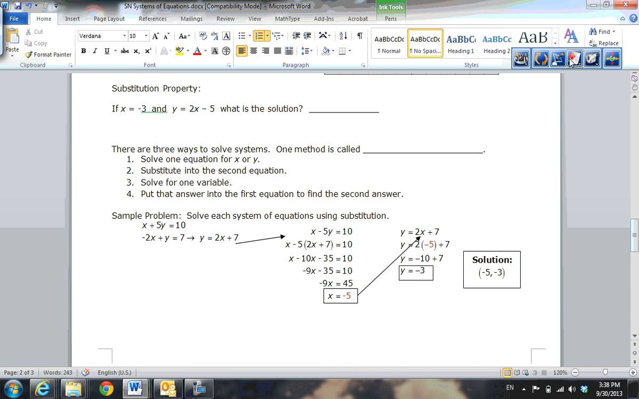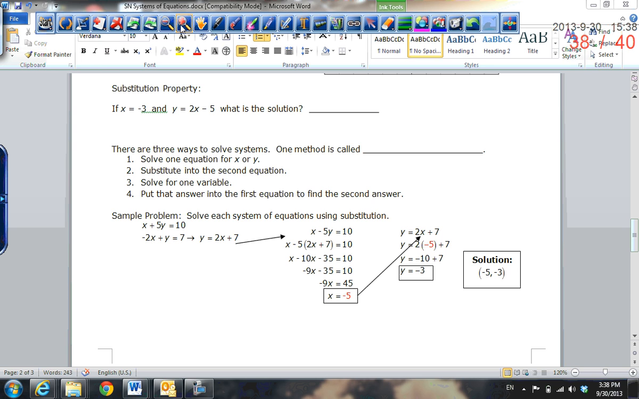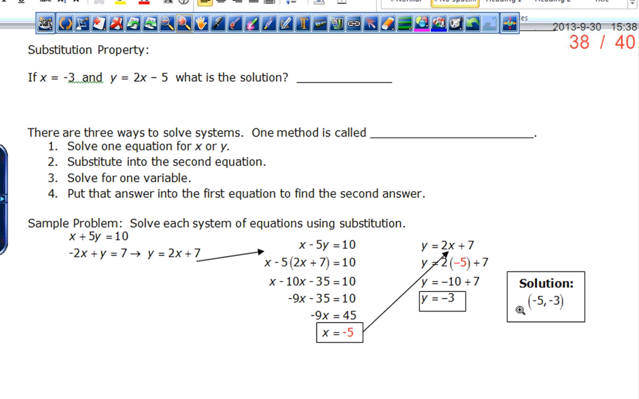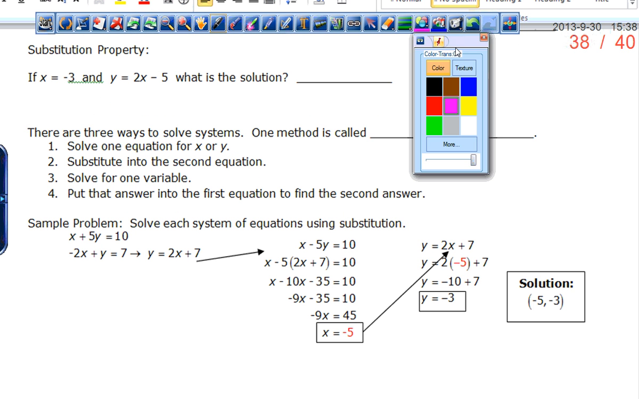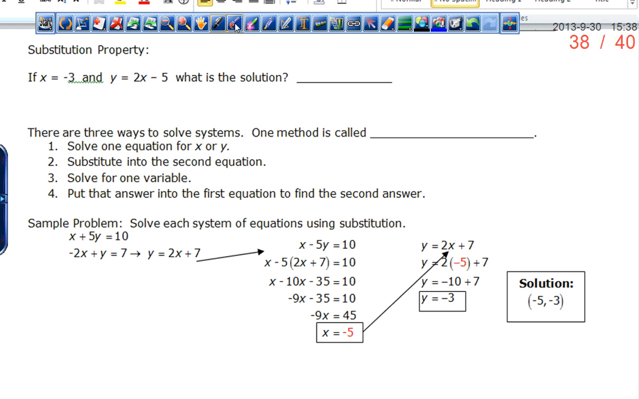Let's talk about substitution property. In sports, what happens when you substitute someone in and out? They get mad. Can you substitute someone out without putting someone else in? No. It's the same thing. I'm going to move x out, and I'm going to put what in its place?